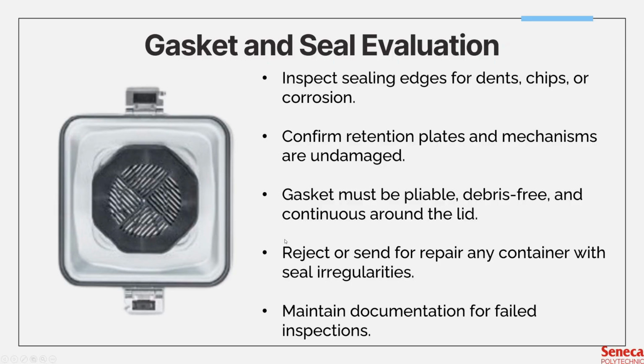So gasket and seal evaluation. The gasket is probably the most important component for maintaining sterility. You have to inspect the sealing edges closely for dents, chips, or corrosion that could break the airtight seal. The gasket is actually what allows the container system to be airtight. You have to check that the retention plates and securing mechanisms are undamaged and properly aligned. The gasket itself must be pliable, free of debris, and continuous around the entire lid.